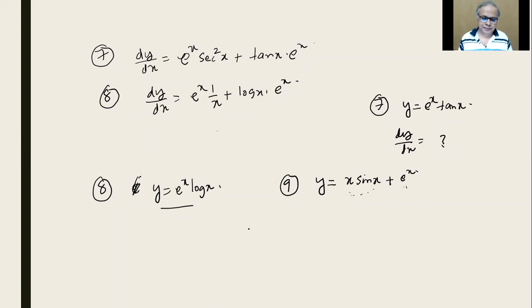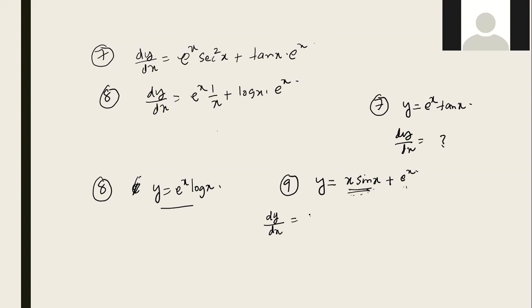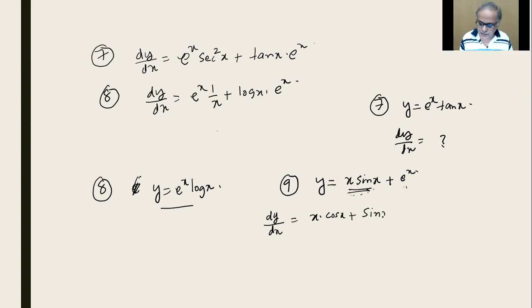Who will try this? Vasist? Yes, sir. Can we do it in two parts? Like first we take x into sin x, and then we take... Yeah. First of all, in one go we can do. Tell me about this. So x into derivative of sin x, which is cos x, plus sin x into derivative of x, which is 1, plus derivative of e power x.